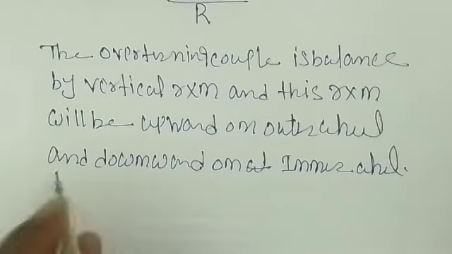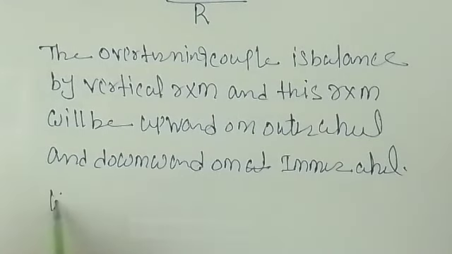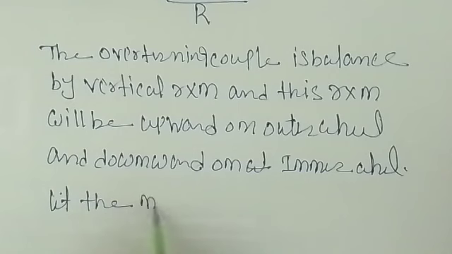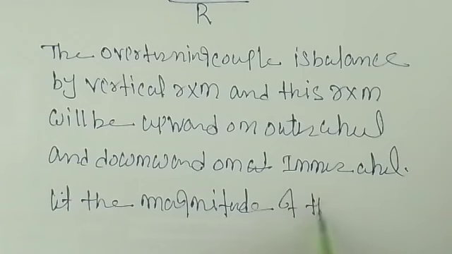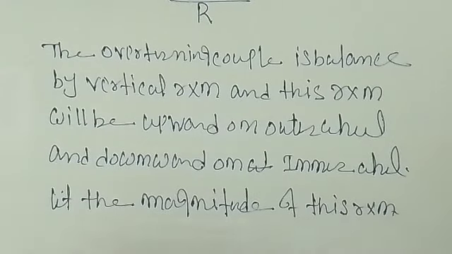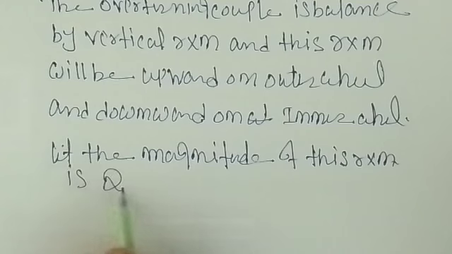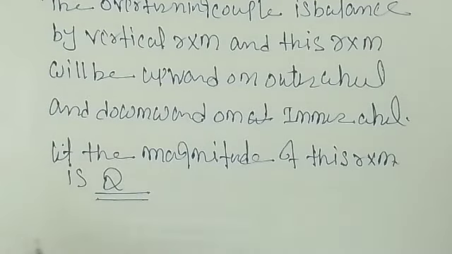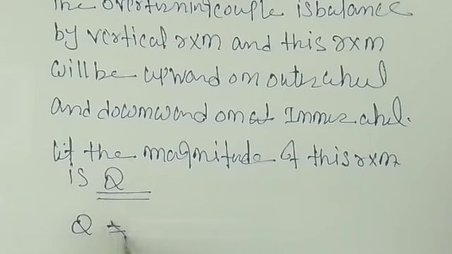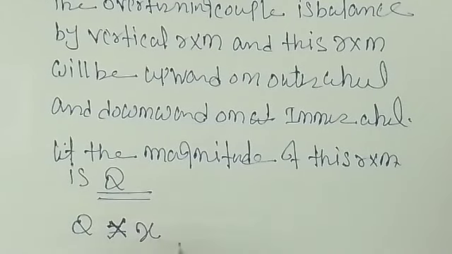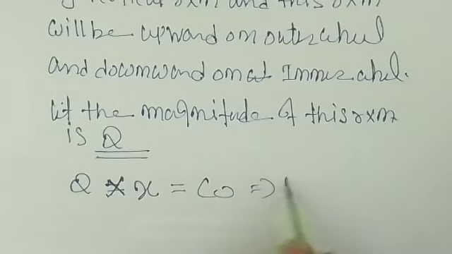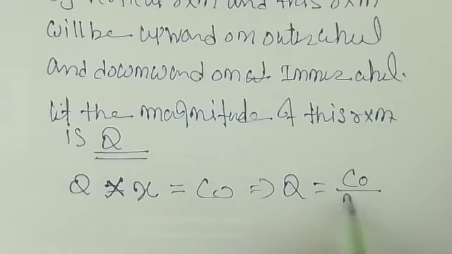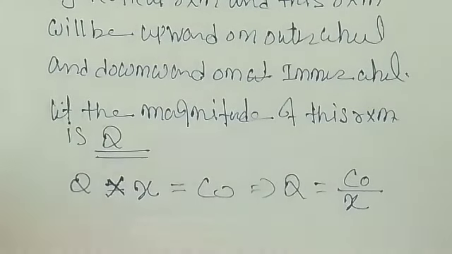Now the magnitude of this reaction, let it be Q, that is capital Q, right? So on the outer and inner wheel, the reaction Q into x, the width of the track, is equal to C naught. So Q is equal to C naught by x, right? That is, overturning couple divided by width of the track.